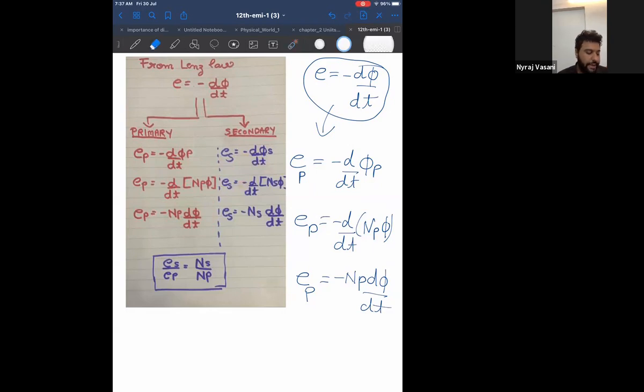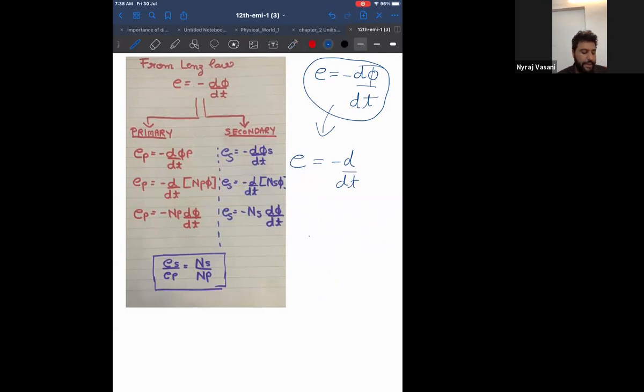Okay. Now we will apply the Lenz law in the secondary coil. Now tell me, if I apply Lenz law in the secondary coil, what should be my answer? I will get ES is equal to minus d by dt of phi s, because now it becomes secondary. Now tell me, do I know the formula for secondary flux? Minus d by dt. Instead of phi s, can I write NS into phi? Because number of turns in the secondary into phi. Or ES is equal to minus NS d phi by dt.